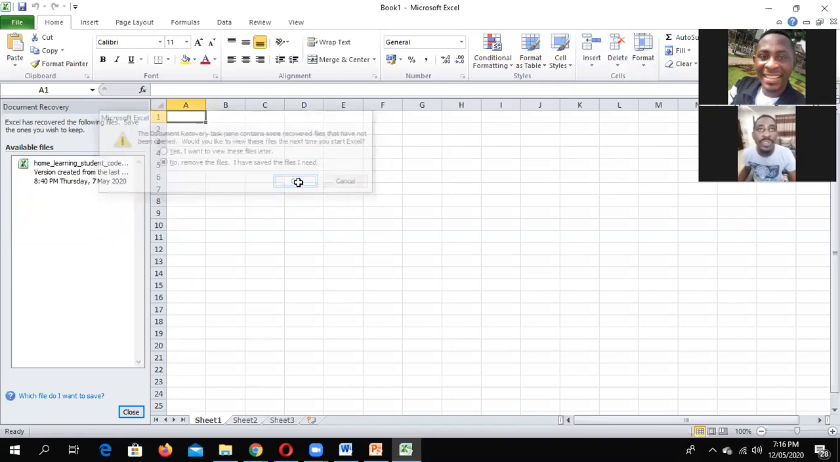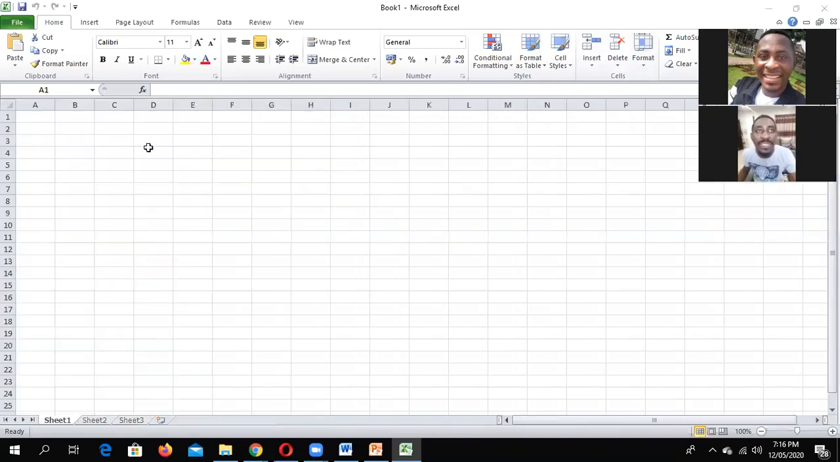Okay, so I'll just close this. Last week I explained to you that Excel is presented in rows and columns. The rows are numbered 1, 2, 3, 4, 5, 6, 7, 8, and the columns are A, B, C, D, E, F, G, H, and all of that.